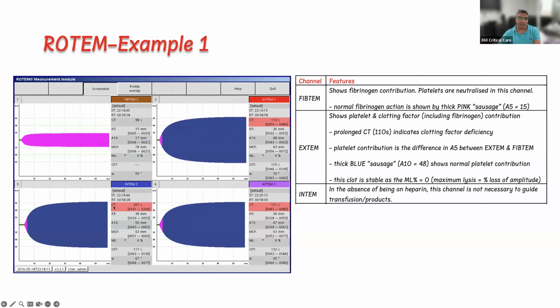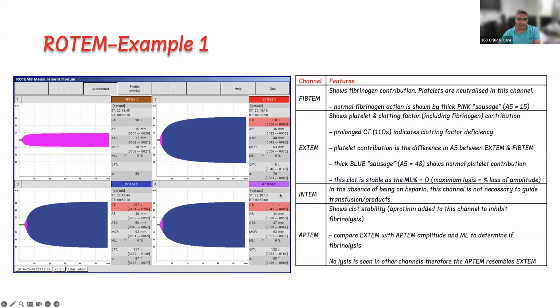Now go to INTEM. What happens with INTEM is the clotting time is prolonged. So this means, in the absence of heparin, because this patient probably is not heparinized, this channel is not necessary to guide transfusion product. But when you look at EPTEM, it shows the clot stability, and comparing the XTEM with the EPTEM, maximum clot lysis determines the fibrinolysis. Here the clot lysis is 0%, so no fibrinolysis is happening. So EPTEM is used for fibrinolysis.